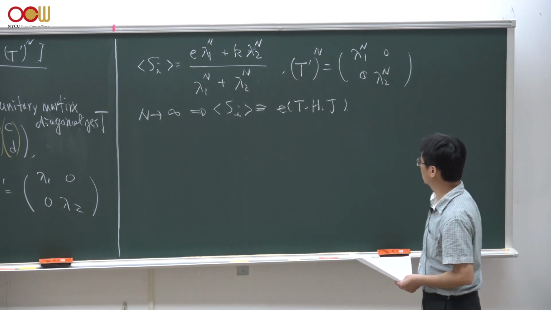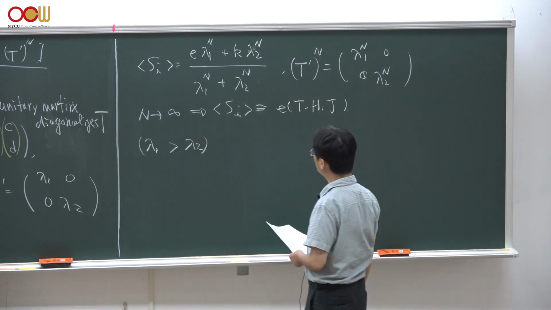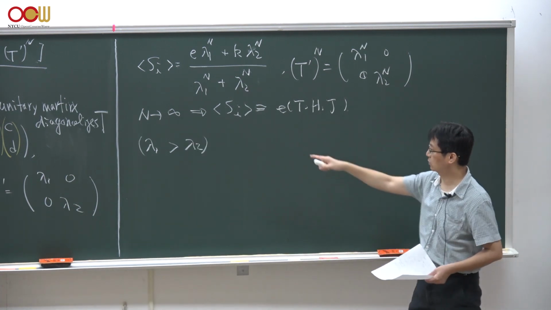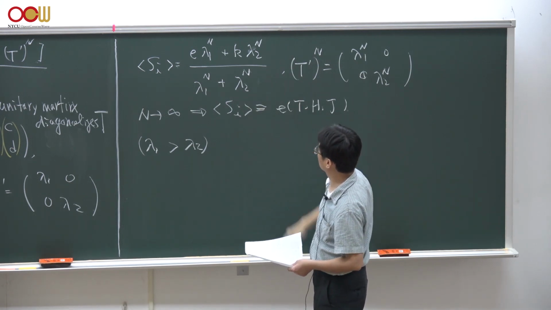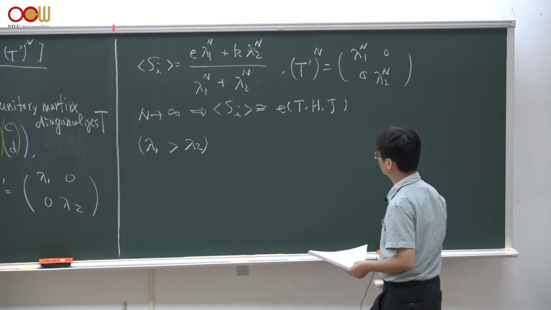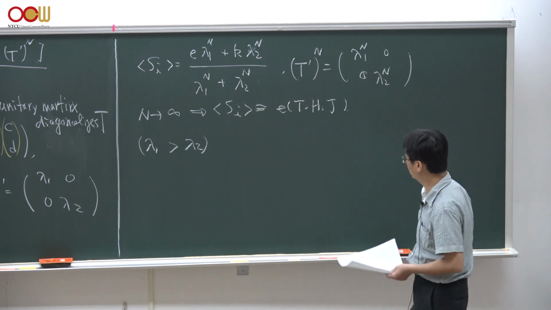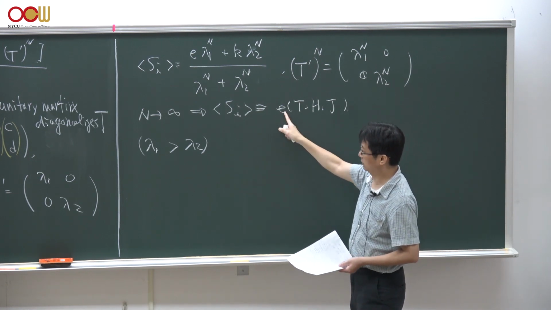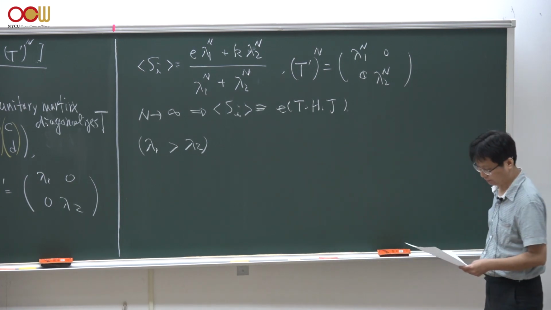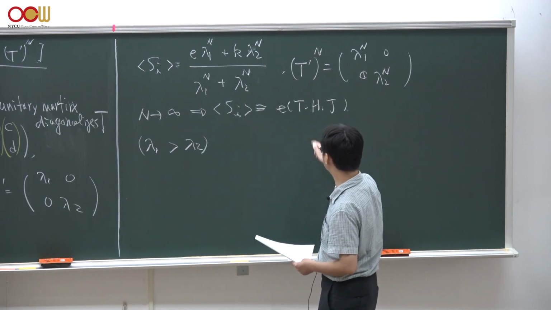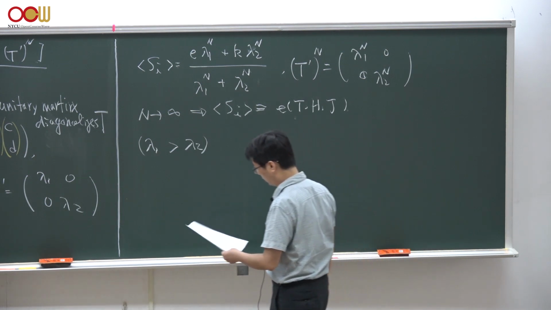And so you can see that we know very well that lambda 1 is greater than lambda 2. So in the thermodynamic limit, when n goes to infinity, all these lambda 2 factors go away because they are nothing compared to lambda 1. As a result, the single spin expectation value in the thermodynamic limit for the Ising chain is approximately given by this matrix element E, which is a function of temperature, field, and coupling constant.